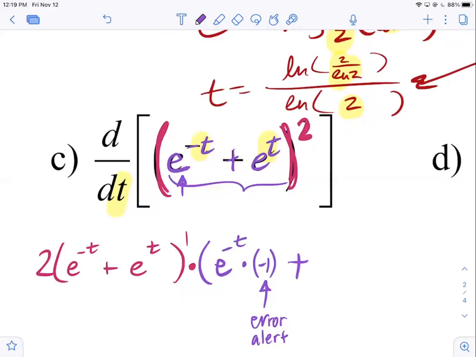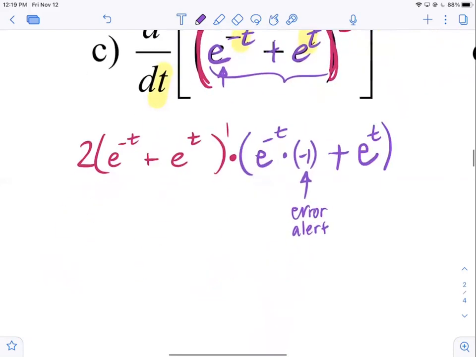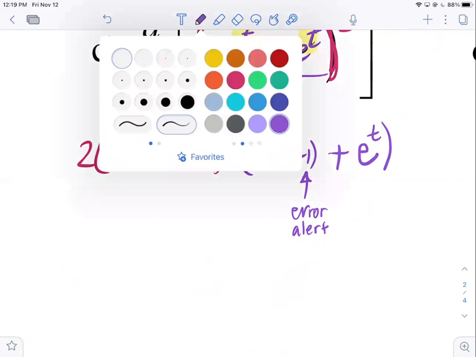Plus, what's the derivative of e to the t with respect to t? Just e to the t, right? Boom. And there's your answer, right? There's your answer. Now, let's say that this is a multiple choice. That's probably not going to be your answer choice. So let's go ahead and tidy it up a little bit.